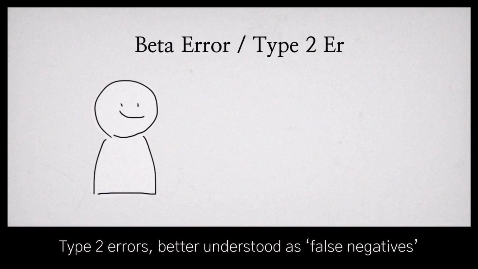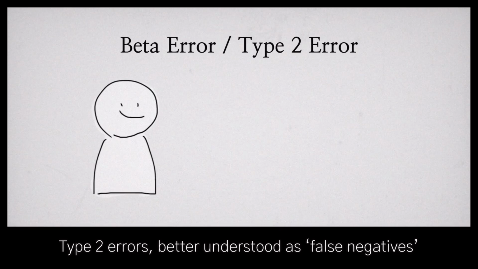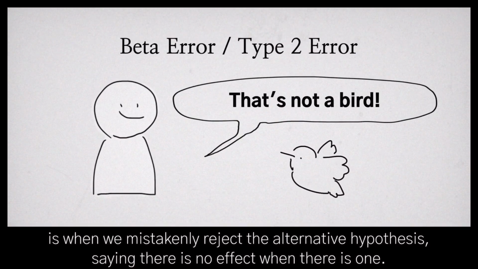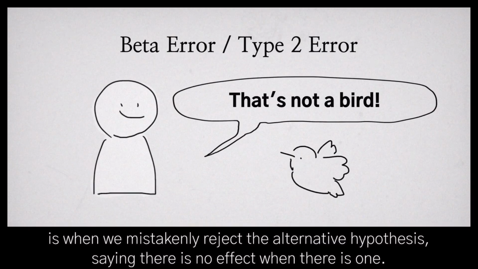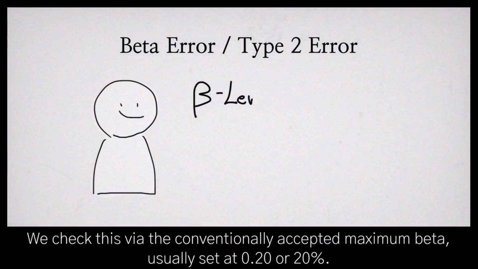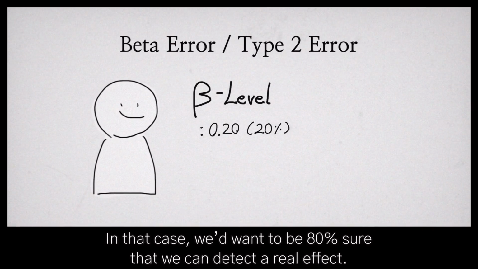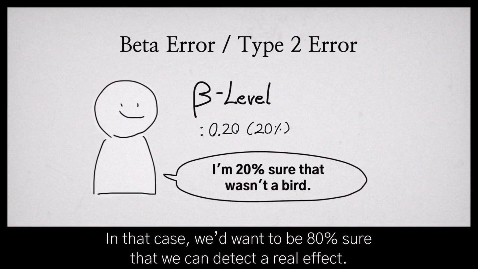Type 2 errors, better understood as false negatives, is when we mistakenly reject the alternative hypothesis, saying that there is no effect when there is one. We check this via the conventionally accepted maximum beta, usually set at 0.2 or 20%. In that case, we'd want to be 80% sure that we can detect a real effect.